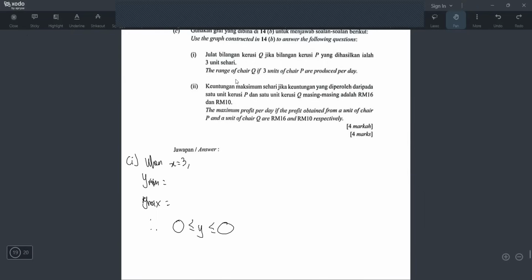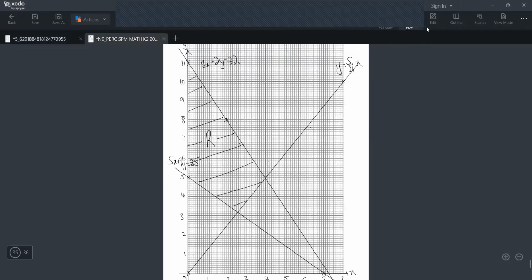Remember, they can only ask 3 things. They either ask you minimum, maximum, or range. Alright, but if they ask for range, it means you need to find both minimum and maximum. So let's go to the graph and find X equals 3 and find the Y minimum, Y maximum.